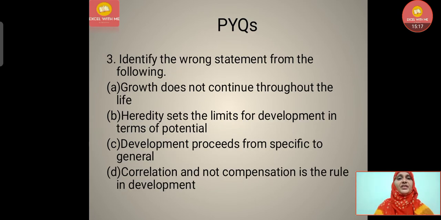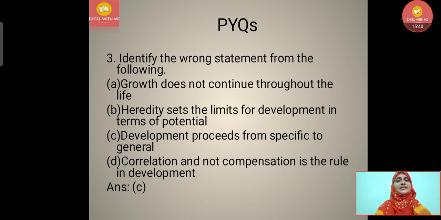Now, question number 3. Identify the wrong statement from the following. Option A, growth does not continue throughout life. Option B, heredity sets the limits for development in terms of potential. Option C, development proceeds from specific to general. Option D, correlation and not compensation is the rule in development. The answer is option C. Development proceeds from specific to general. Just now we understood development proceeds from general to specific. That means this question has been repeated.